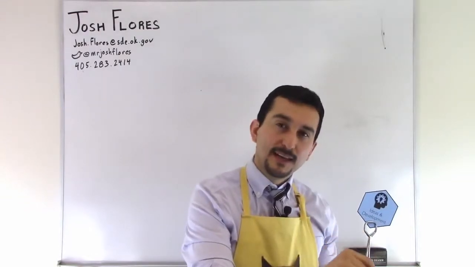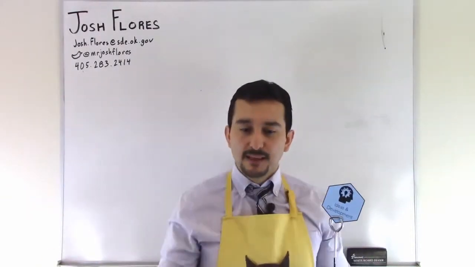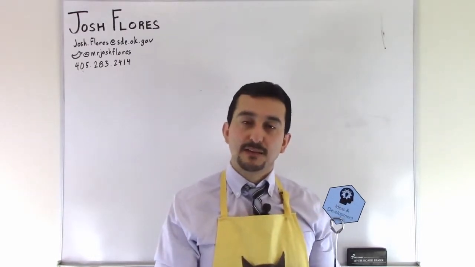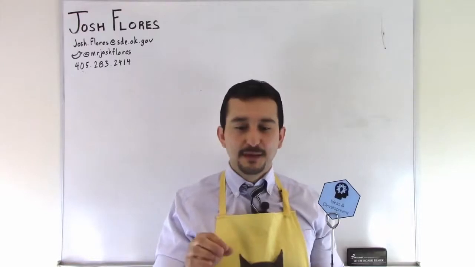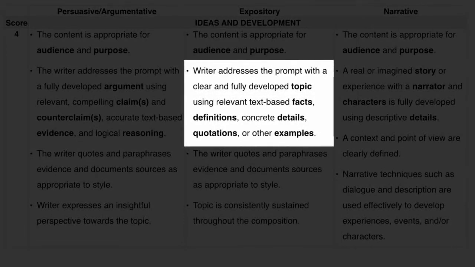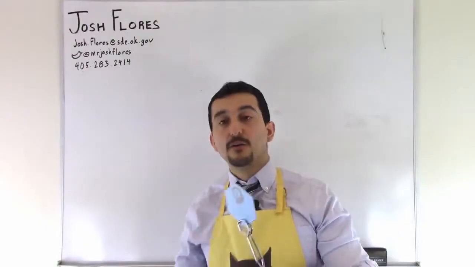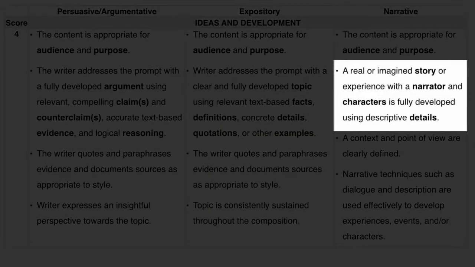If they're able to recognize that in the articles that we're reading in class, then they can imitate it in their own writing. Likewise, when they're reading expository, explanatory, informational essays in class, they need to be able to recognize the topic and facts, definitions, details, quotations, or examples that go along with that topic. In narrative, a story with a narrator, characters, and details.